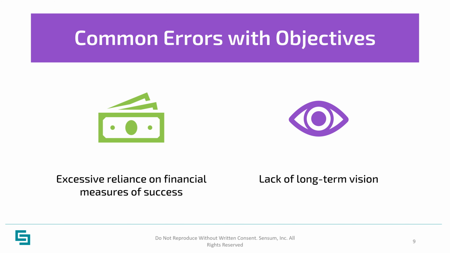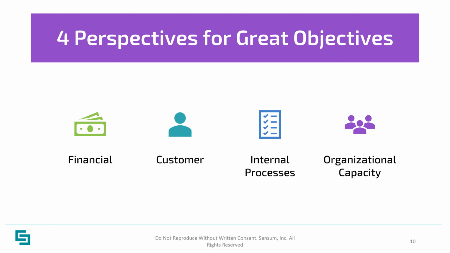Some common errors when choosing your objectives can be relying too much on financial measures of success and lacking long-term vision. There are other ways to achieve a long-term competitive advantage, besides a focus on financial measures. To help you come up with objectives that are not solely focused on financial measures, we recommend thinking about objectives for at least these 4 perspectives. Limit the number of objectives for each perspective to no more than 5, so your plan is easier to execute.